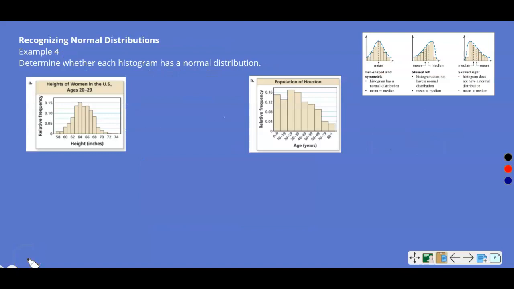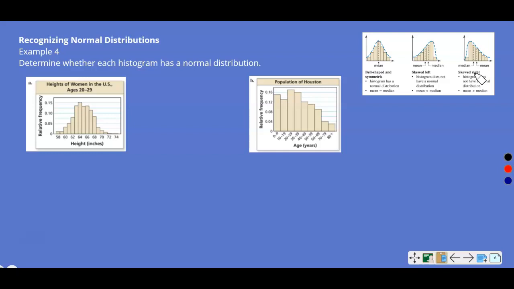Example 4, recognizing normal distributions. Determine whether each histogram has a normal distribution. All right, if you remember in previous lessons, we talked about normally distributed or a normal bell curve, and then ones that were skewed left or skewed right. So it's very important to remember that if you have data or a histogram that is skewed left or right, if it's not symmetric about the mean, if it's not normally distributed, you cannot use the normal distribution methods that we've been talking about to figure out percentage of data or do probability on the data.